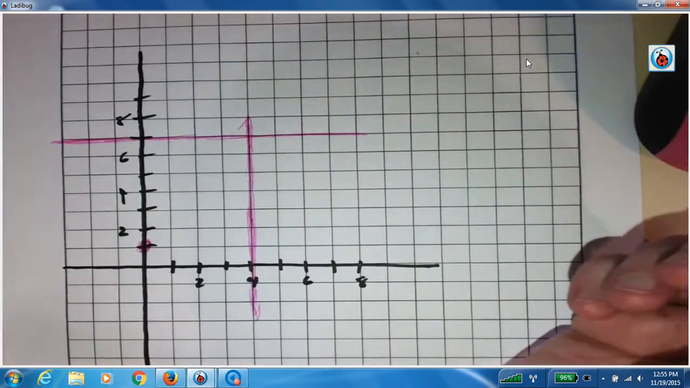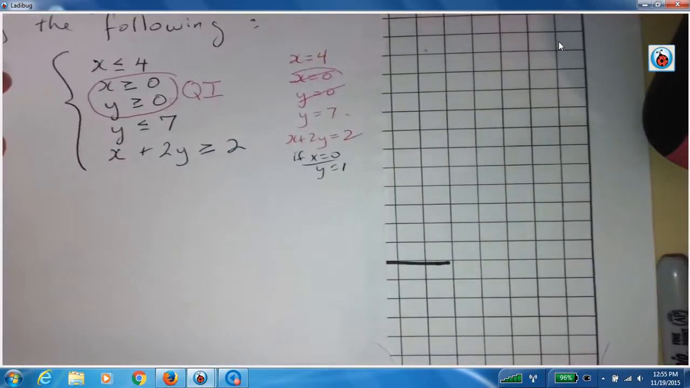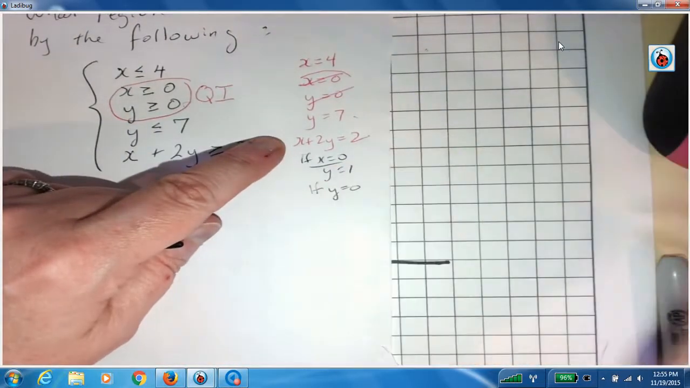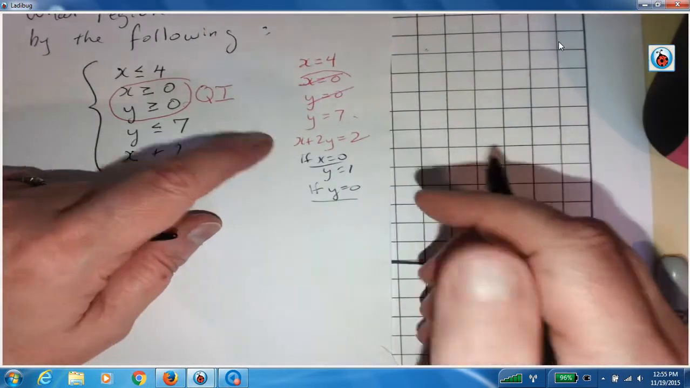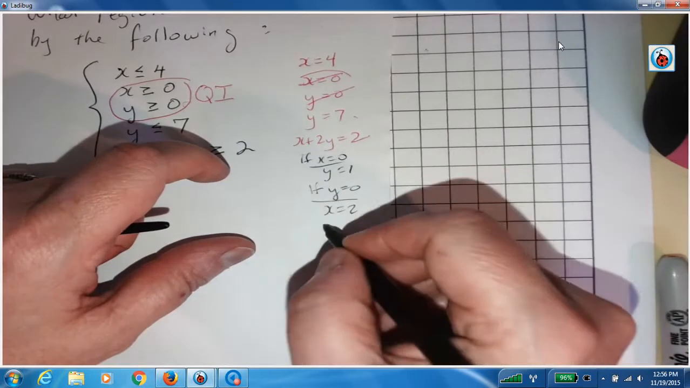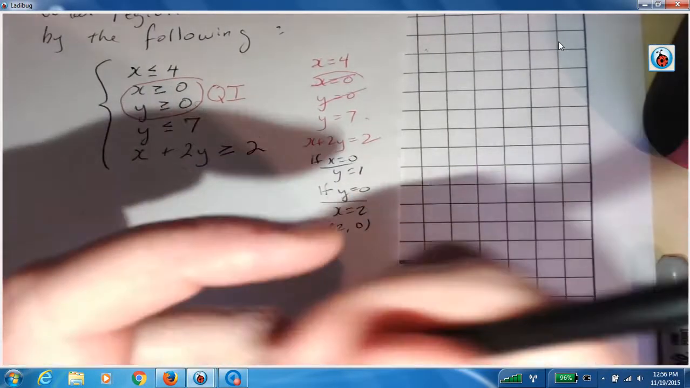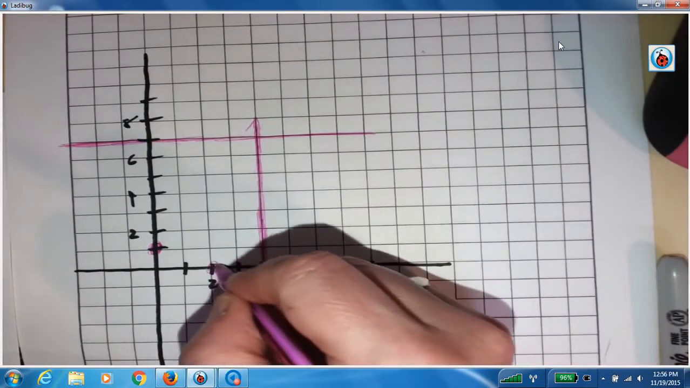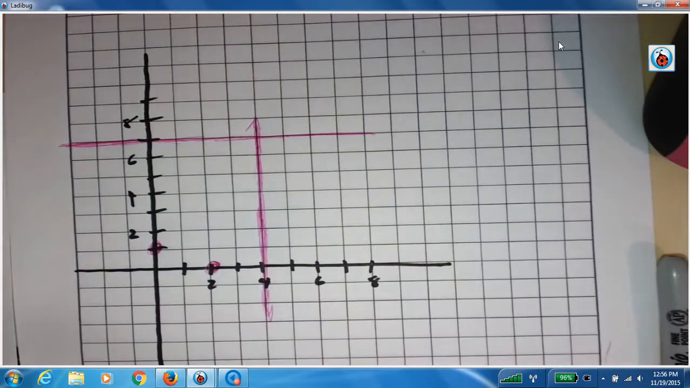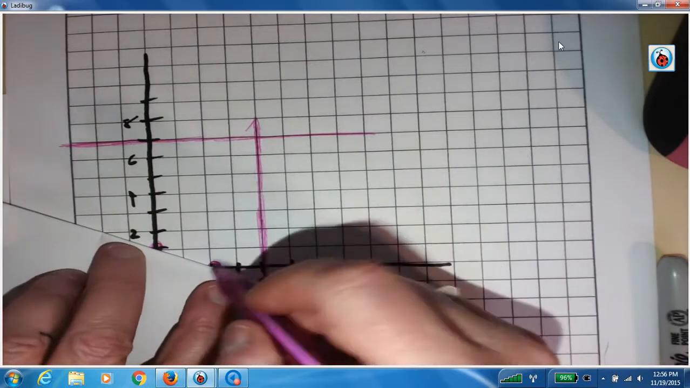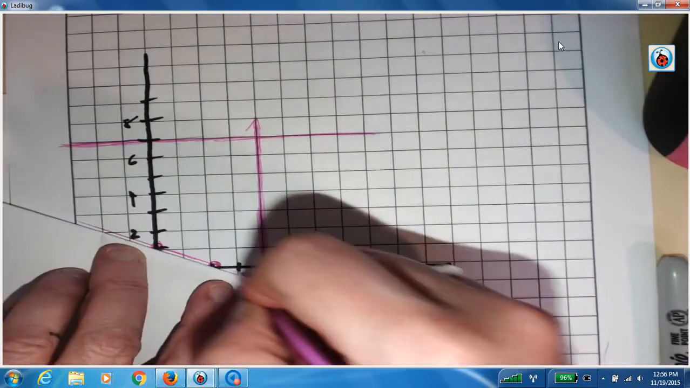So there's 0, 1. And what happens if y equals 0? So if y equals 0, this equation becomes x equals 2. So I know that the point 2, 0 is also on that line. If I have 2 points, I have the line. So I'm going to color in 2, 0. And then I would take a straight edge, a ruler, but here I've got folded paper, and I would just draw that in.